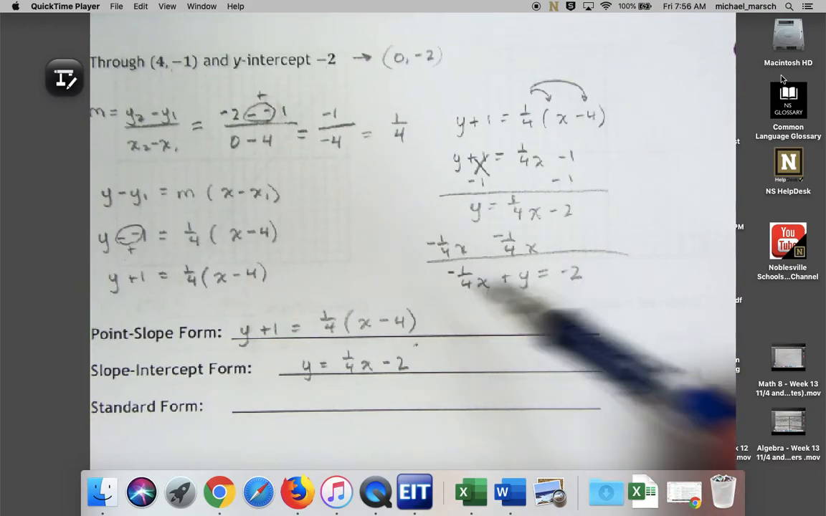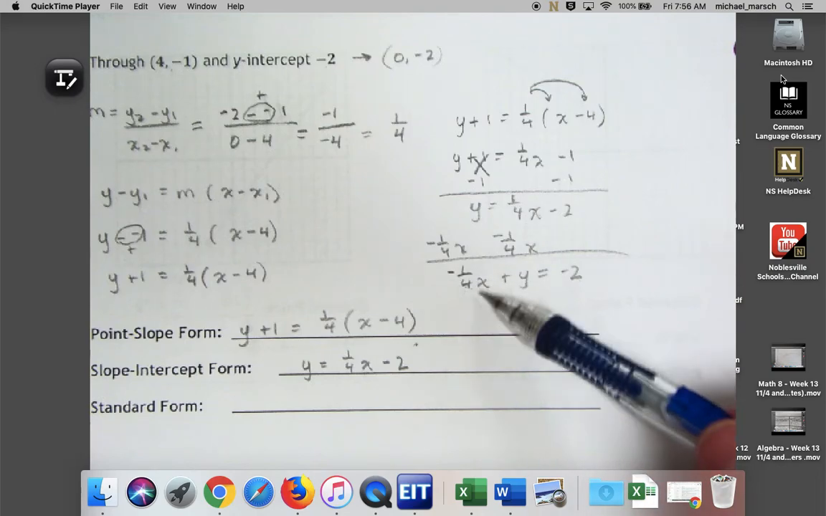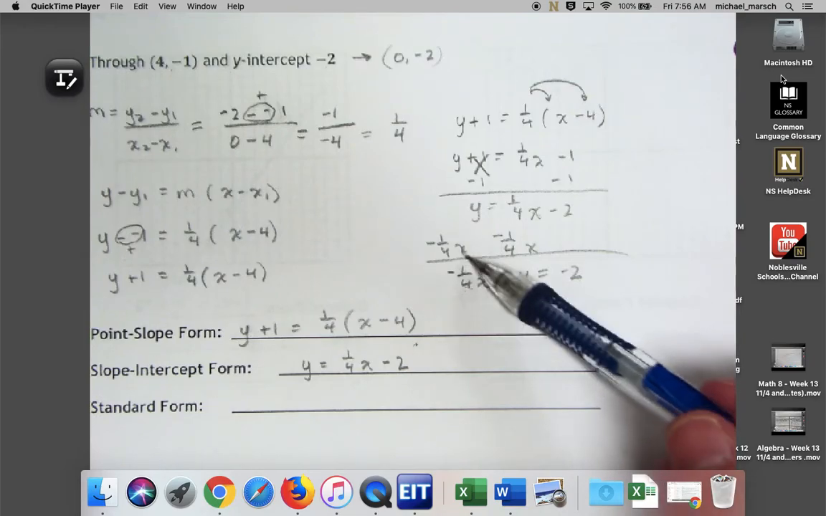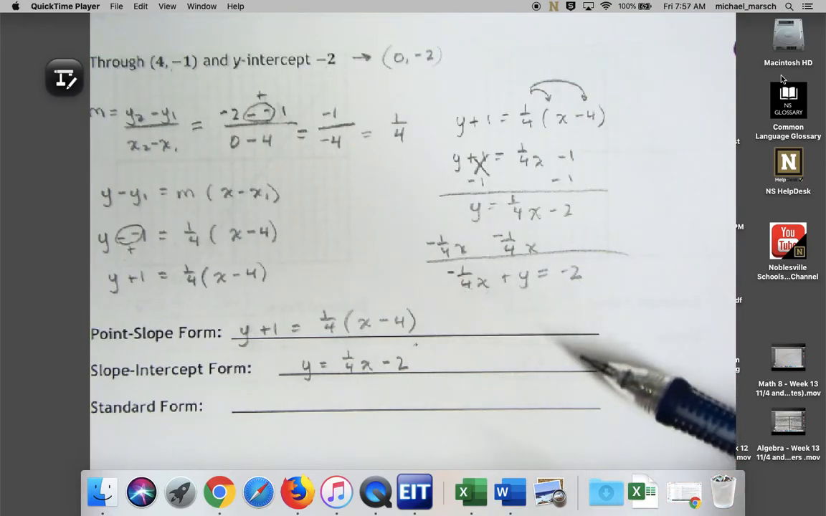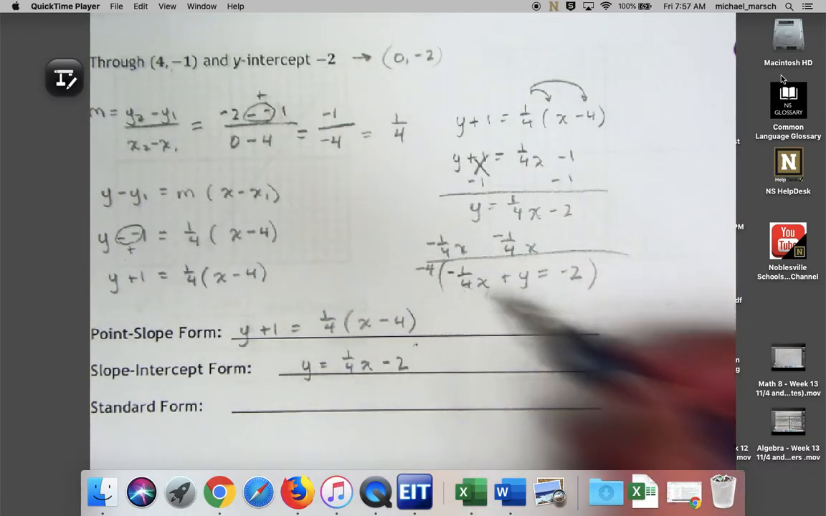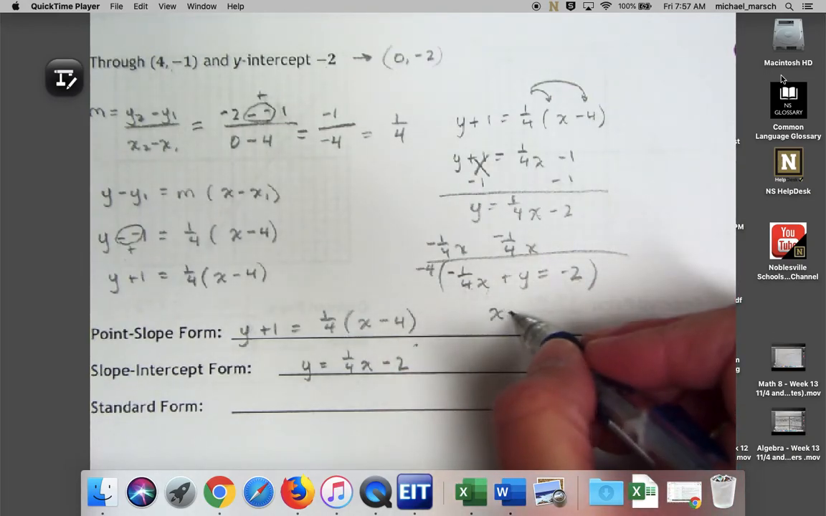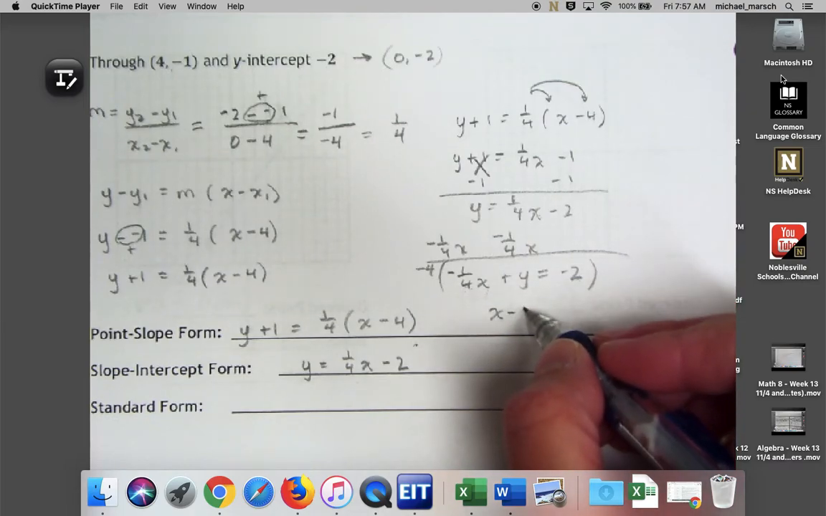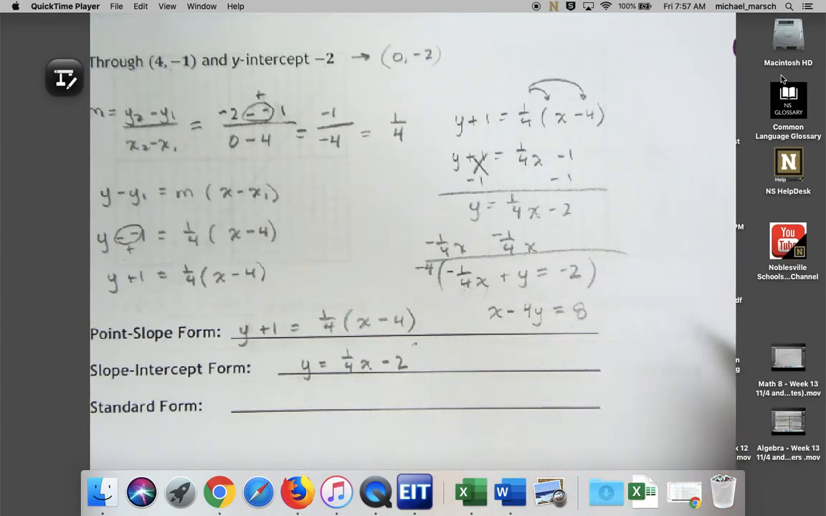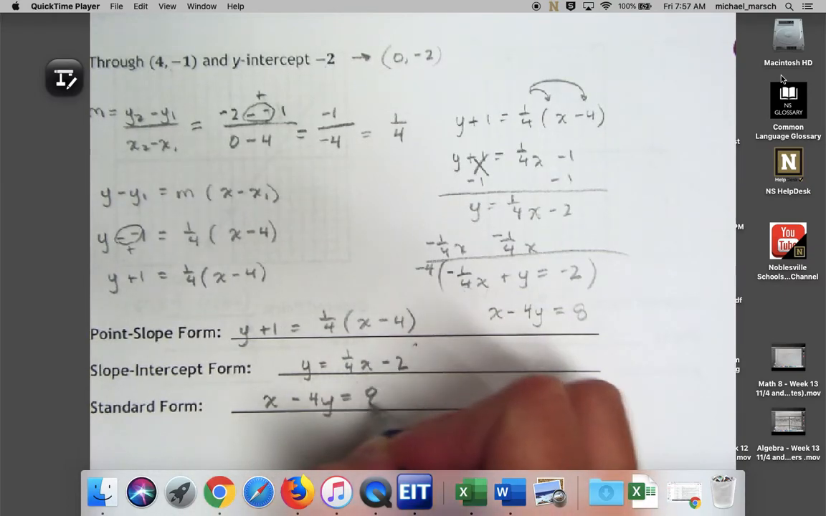So what am I going to have to multiply everything by so that this is no longer a fraction or a negative? Well, I'm definitely going to multiply everything by 4 to clear this fraction, but I need it to be a negative 4, so this turns into a positive coefficient. So I'm just going to multiply everything times negative 4. So negative 4 times negative 1/4 is going to give me 1, so there's my x. Negative 4 times y will give me negative 4y, and negative 4 times negative 2 will give me positive 8. So there is my standard form, x minus 4y equals 8.